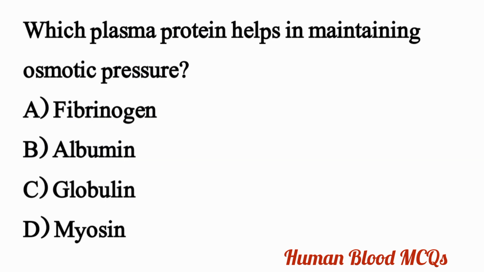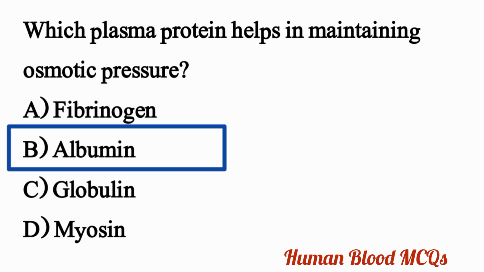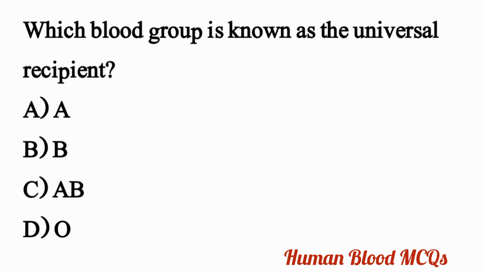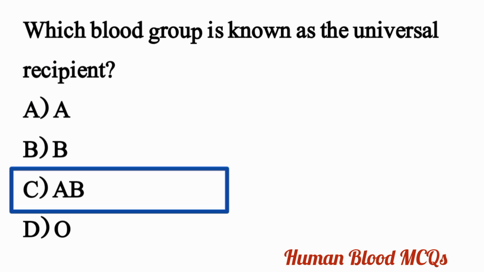Which plasma protein helps in maintaining osmotic pressure? The right option is option B, albumin. Which blood group is known as the universal recipient? The right option is option C, AB.